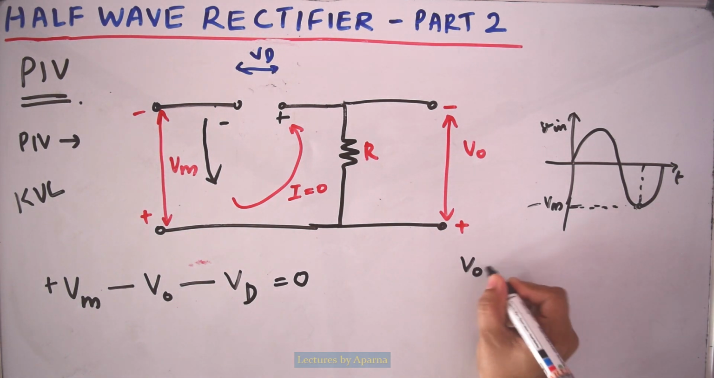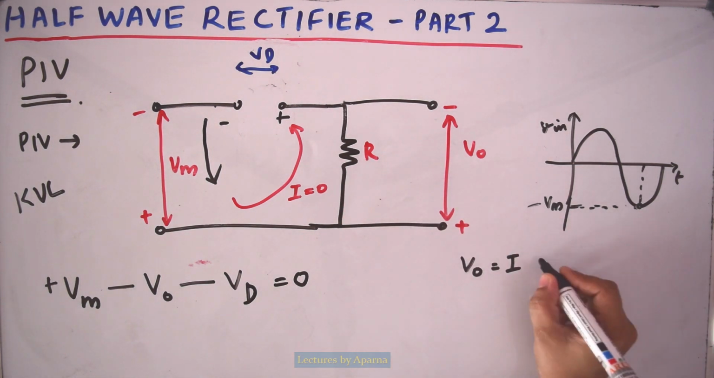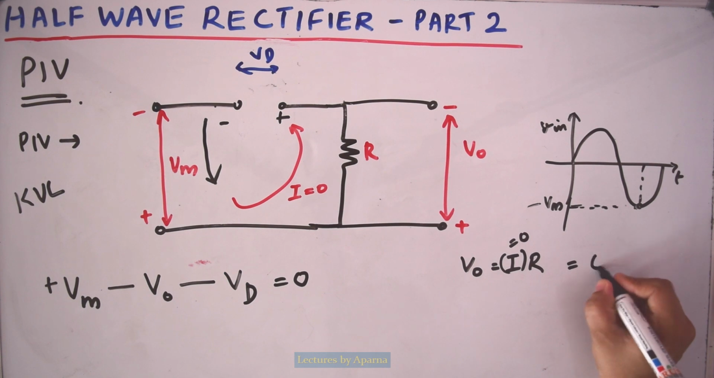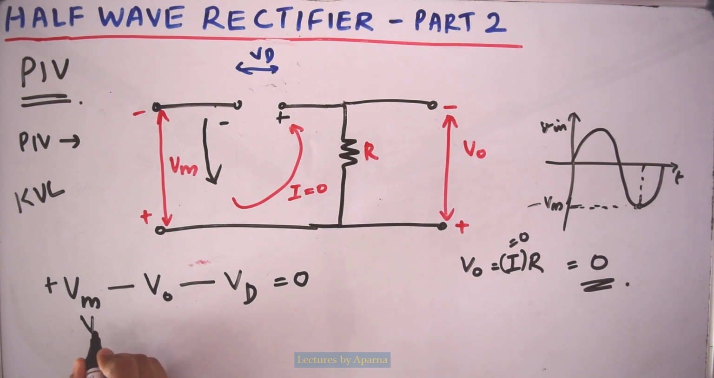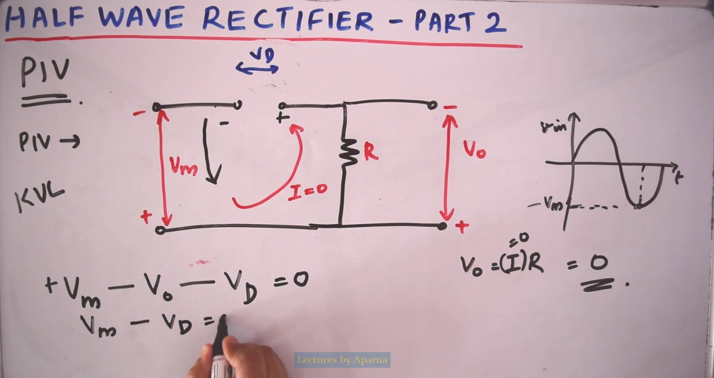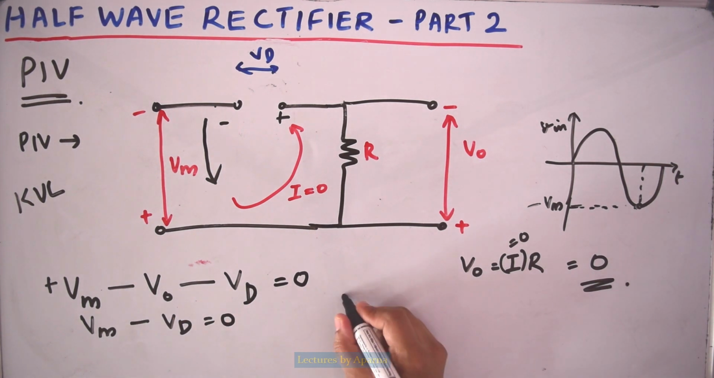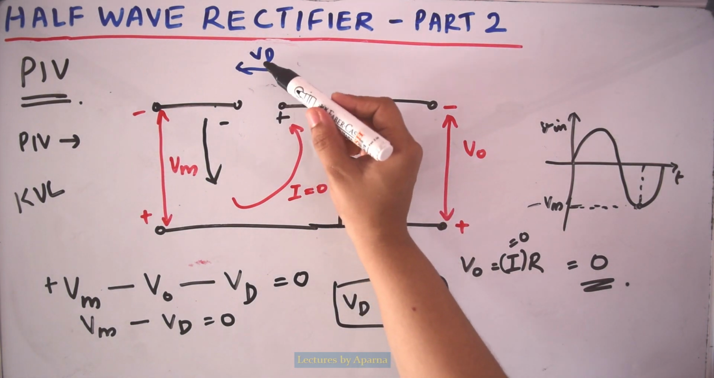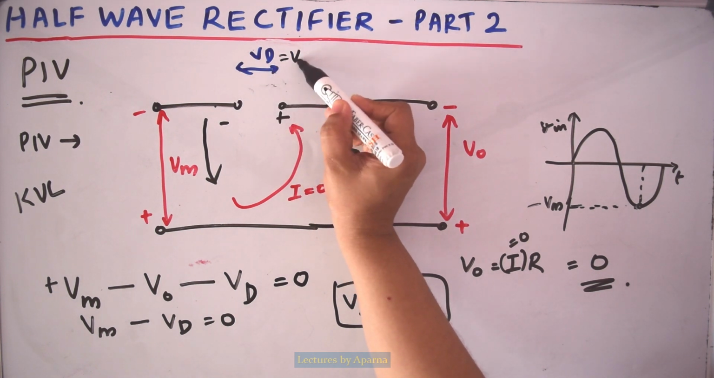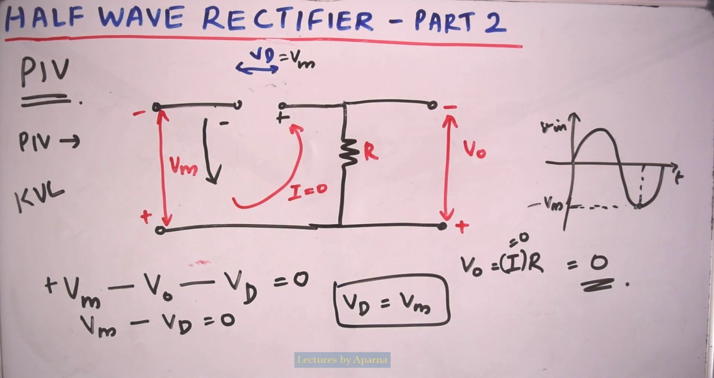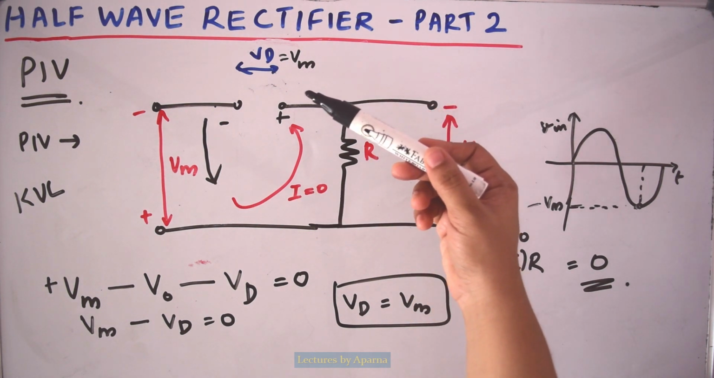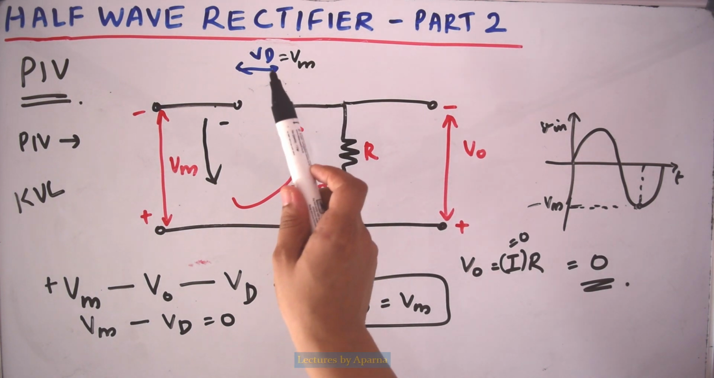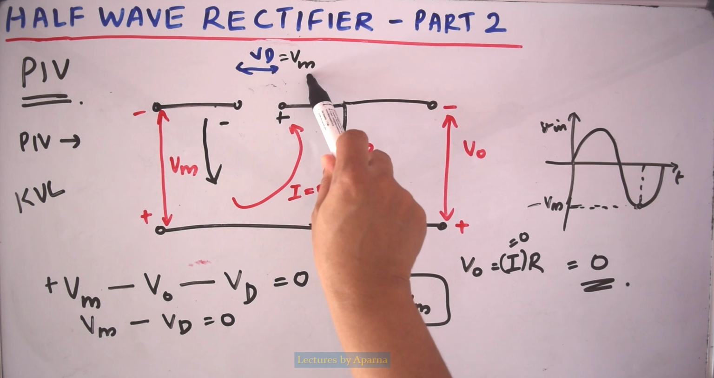Now V0 is equal to the current through this resistance into the resistance value. This current is equal to 0, therefore V0 will be equal to 0. So Vm minus Vd equals 0 because V0 is 0. Therefore Vd will be equal to Vm. Vd, that is the voltage appearing across this point, will be equal to Vm. So when the diode is reverse biased, the voltage appearing across this open circuit will be Vm. So the diode should be able to handle this peak voltage.